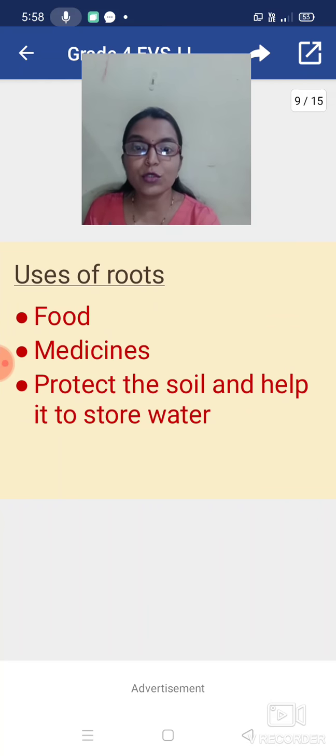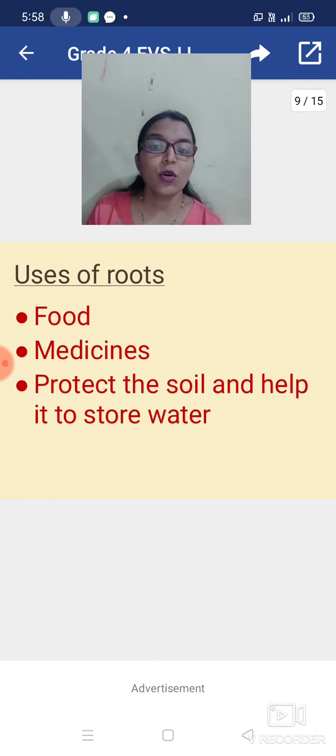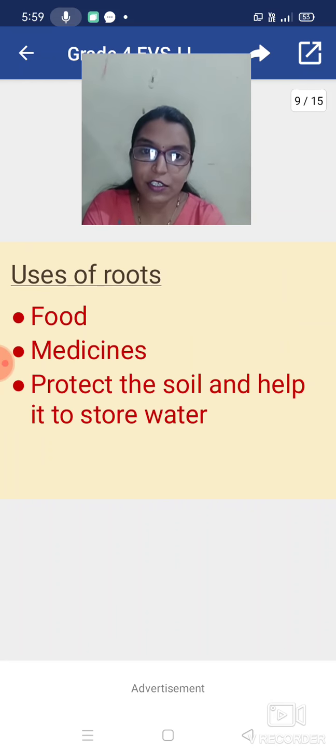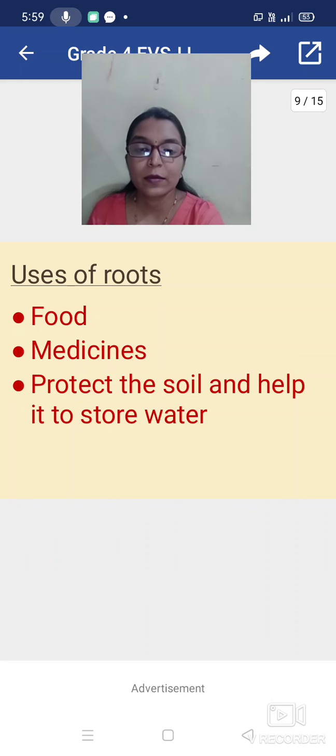Let us talk about the uses. Sometimes we can use the root as food, like carrot, radish, beetroot. You can see potato. So that is the use of roots. Then some roots are used as medicine.